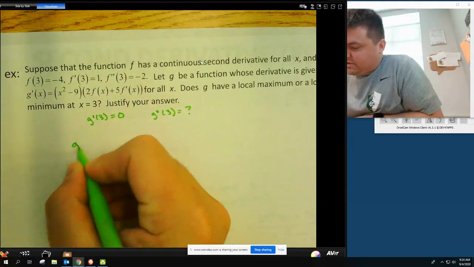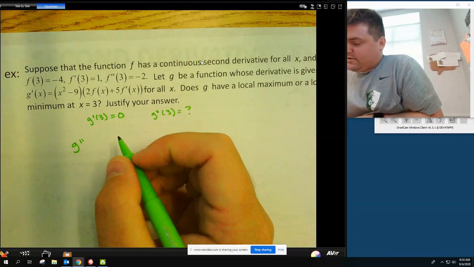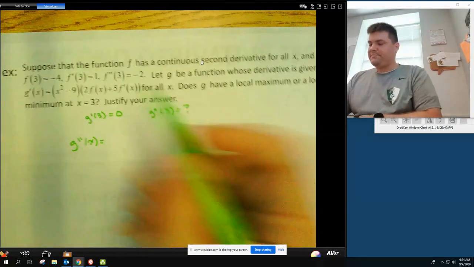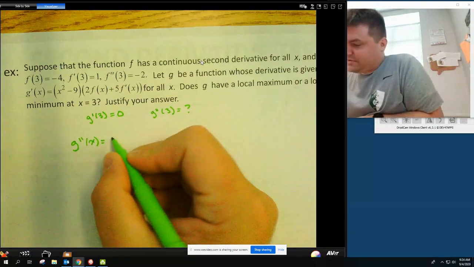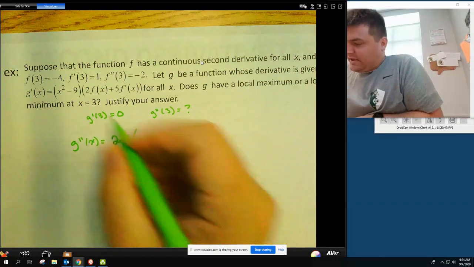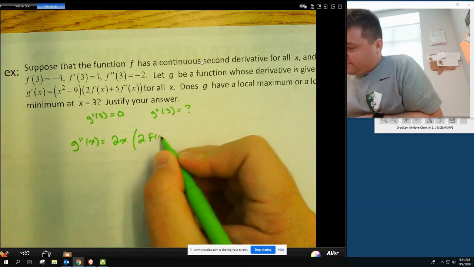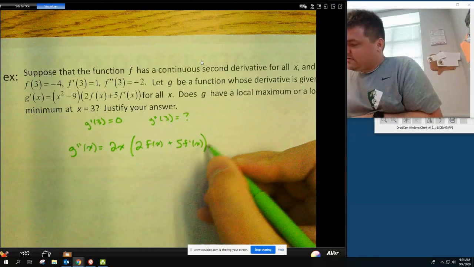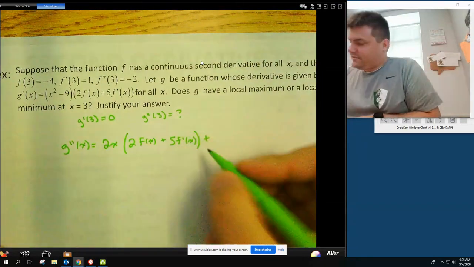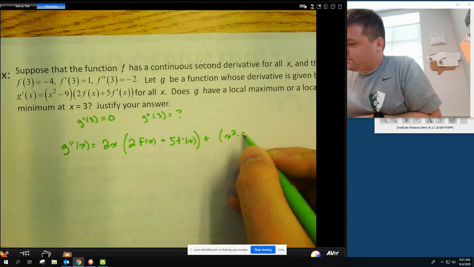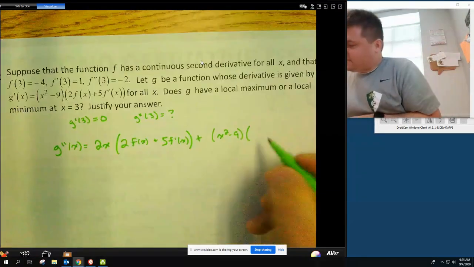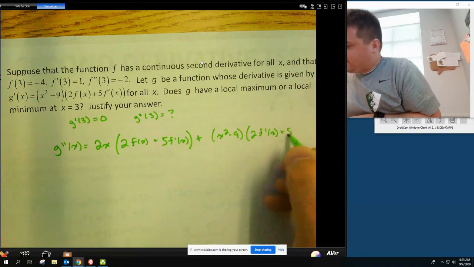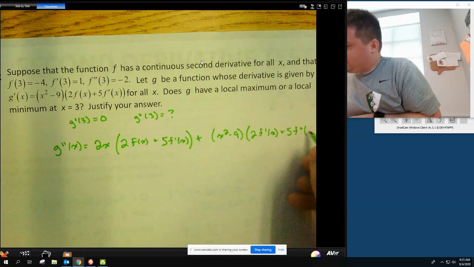Okay, so let's go ahead and find g double prime. Oh, no. A lot of product rule. Let's go for it. So the derivative of the first is going to be 2x. Leave the second, so 2f of x plus 5f prime of x, plus, keep the first, and then the derivative of the second is going to be 2f prime of x plus 5f double prime of x.